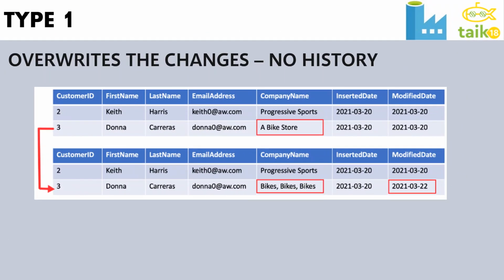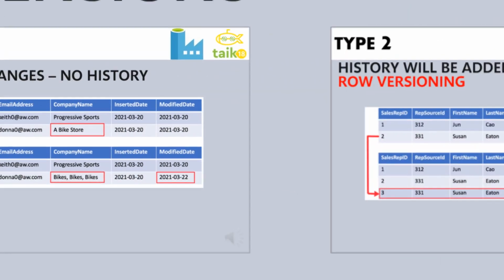Now, when it comes to type 1, it overrides the changes, but no history is stored. If the customer changes the name of the company, then we insert a new record in replacement of the existing one. For example, if you see here, the previous name is a bike store, and then we change it to bikes and bikes, and also the modified date has changed. There will be no history recorded. It just overrides the existing data. That's referred to as type 1.